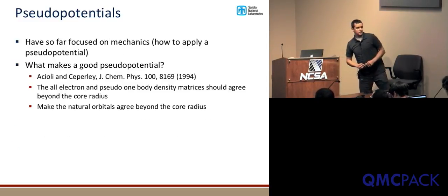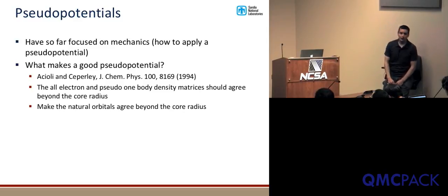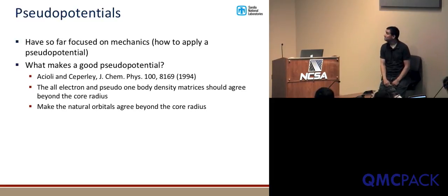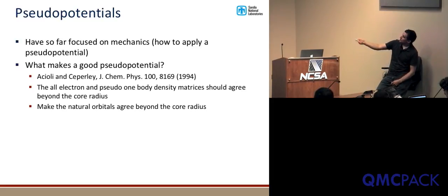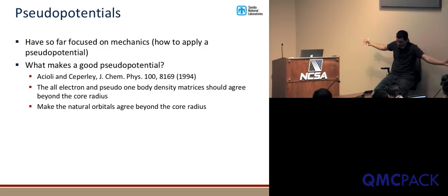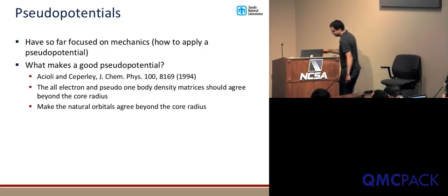So far, I've talked a fair amount about the mechanics of how the code is going to handle pseudopotentials. The question that everyone, of course, should be asking is what makes a good pseudopotential, right? I don't want to spend 5 million hours calculating something with a bad Hamiltonian. So there's a paper in 1994 that kind of laid this out. You want the all-electron and the pseudo, so when you have the pseudopotential in the calculation, the one-body density matrices agreeing beyond whatever your core radius is. So typically these things don't extend to all space. After some point, you just get a Coulomb interaction back. So you want to make the natural orbitals agree beyond the core radius.